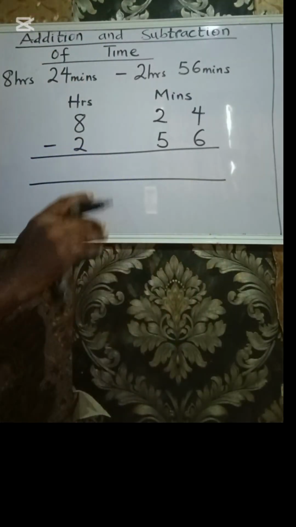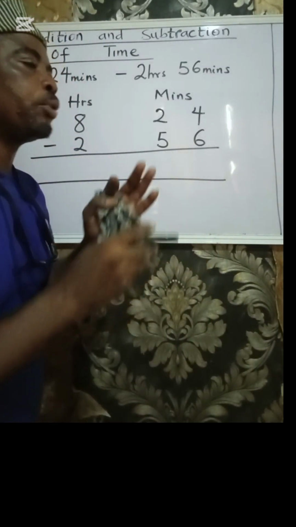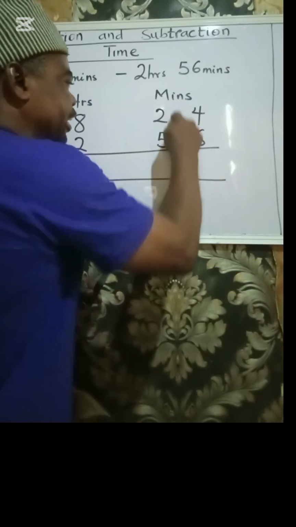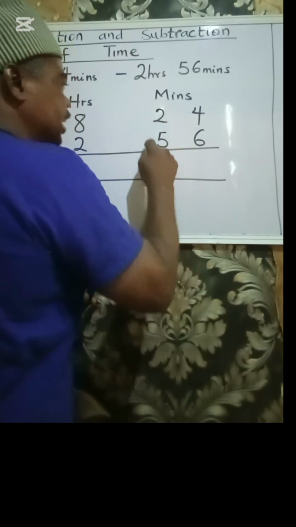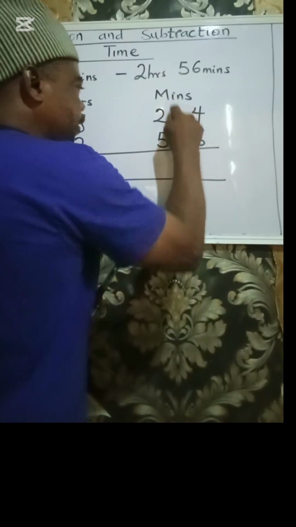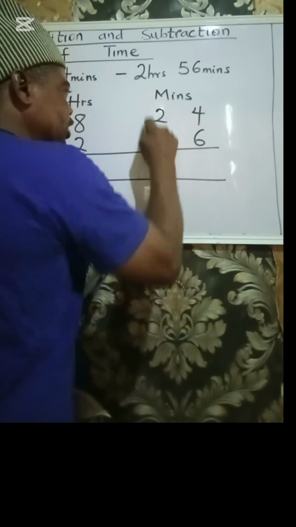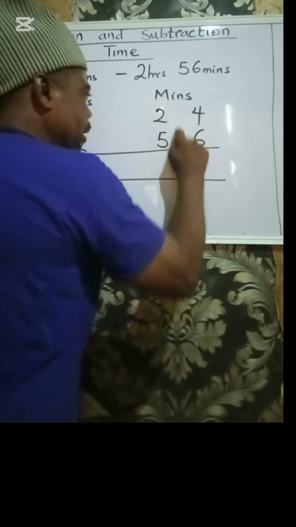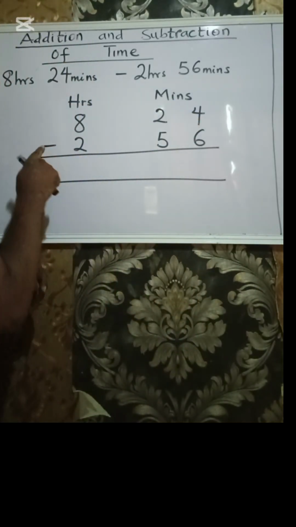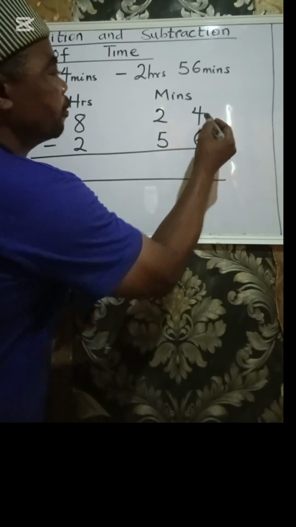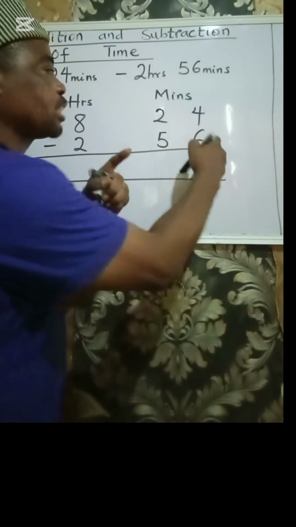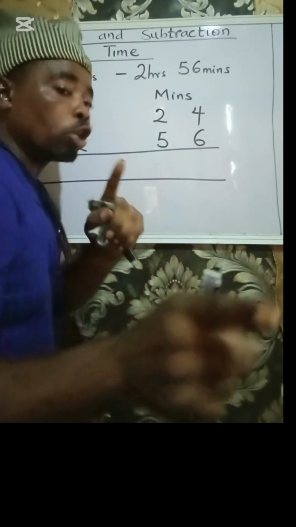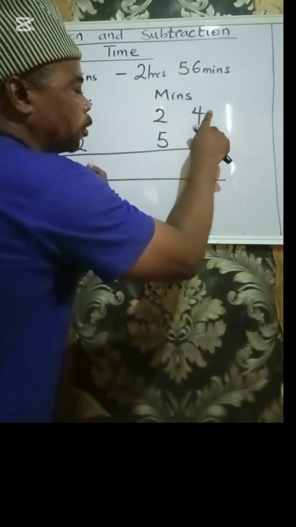Let us see. Now look at it. We've known that anytime we are doing addition or subtraction of time, this colon needs to be treated very carefully, with maximum attention. You see the way I'm doing it now? I want it to sink into your head, so that you can remember. Now we are not adding, we are subtracting. So 4 minus 6. It's not 6 minus 4, it is 4 minus 6, that means count 4, take away 6.